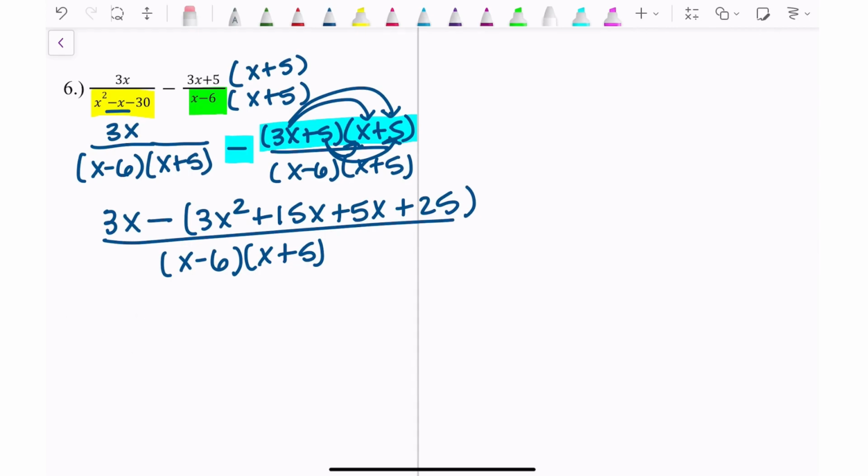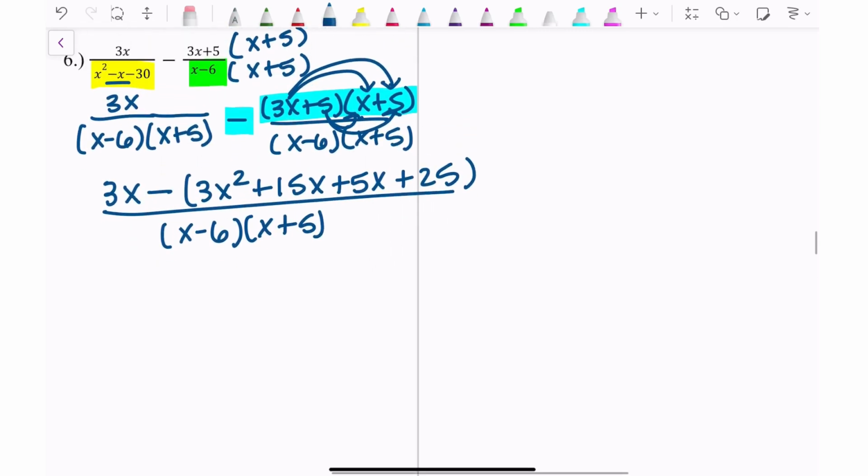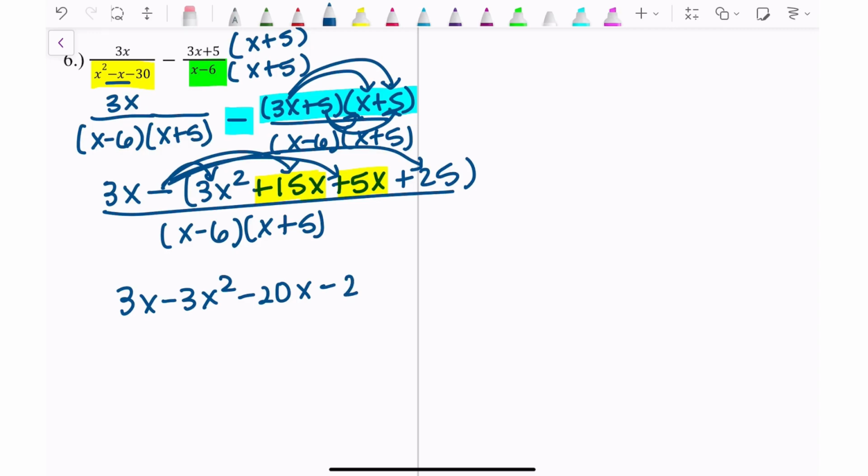All right, so now I'm going to distribute the negative sign. There's a lot of things you could do here. Like you can go ahead and imagine these two together. That might help. I'll go ahead and do that to save steps. But I have 3x minus 3x squared. Those two yellow highlighted terms would become 20x. So I would be distributing the negative to those as well, making them negative 20x. And then the negative goes to the 25 and makes it negative 25. Again, all over x minus 6 times x plus 5.